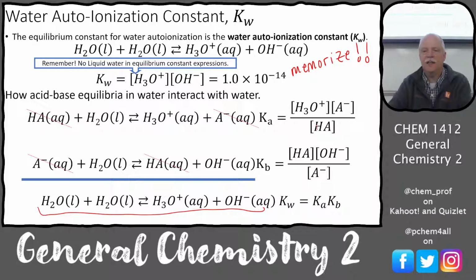This also means that if I look at these two reaction equilibrium constant expressions and I multiply them by each other, because that's what you do when you add reactions, you multiply their equilibrium constants. The A minus cancels and the HA cancels, and I'm left with hydronium ion and hydroxide ion. So we have this equation here, which is really useful. So memorize this and memorize this.